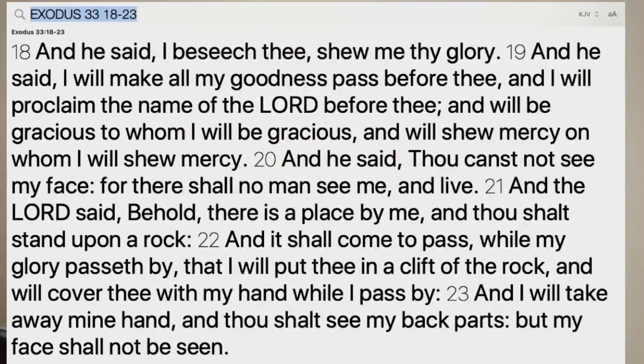And he said, I will make all my goodness pass before thee, and I will proclaim the name of the Lord before thee, and will be gracious to whom I will be gracious, and will show mercy on whom I will show mercy. And he said, thou canst not see my face, for there shall no man see me and live. And the Lord said, behold, there is a place by me, and thou shalt stand upon the rock. And it shall come to pass, while my glory passeth by, that I will put thee in the cliff of the rock, and will cover thee with my hand while I pass by. And I will take away my hand, and thou shalt see my back part, but my face shall not be seen.